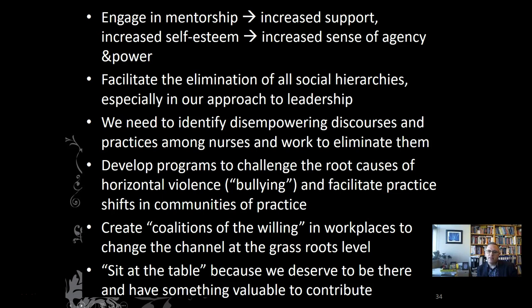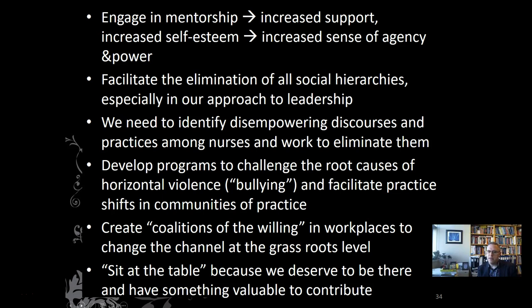We also have to sit at the table because we deserve to be there. And we have something valuable to contribute. I have been teaching for 15 years at this point, and I can tell you one of the conversations I have with students all the time, even graduate students, is that you're intelligent, you have something to contribute, your voice matters. Speak up, use it, and try and be present and give your opinion.